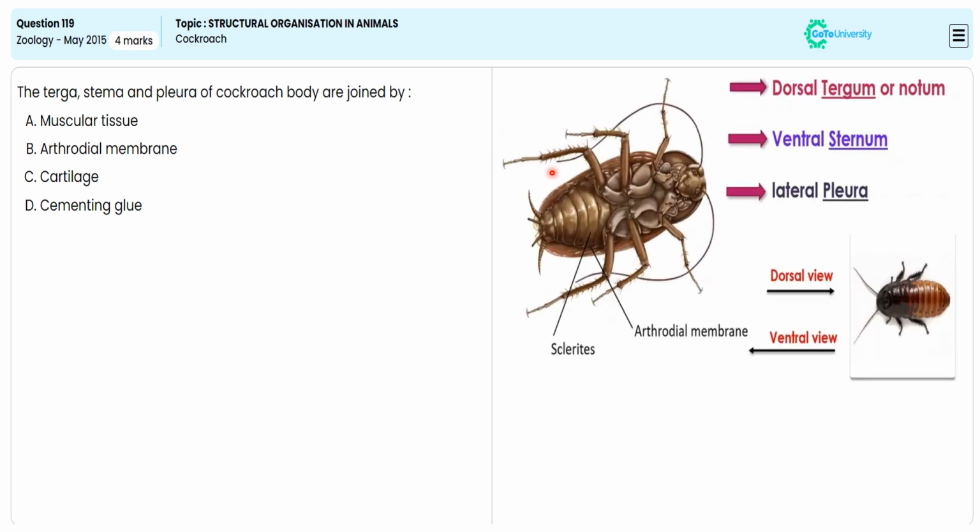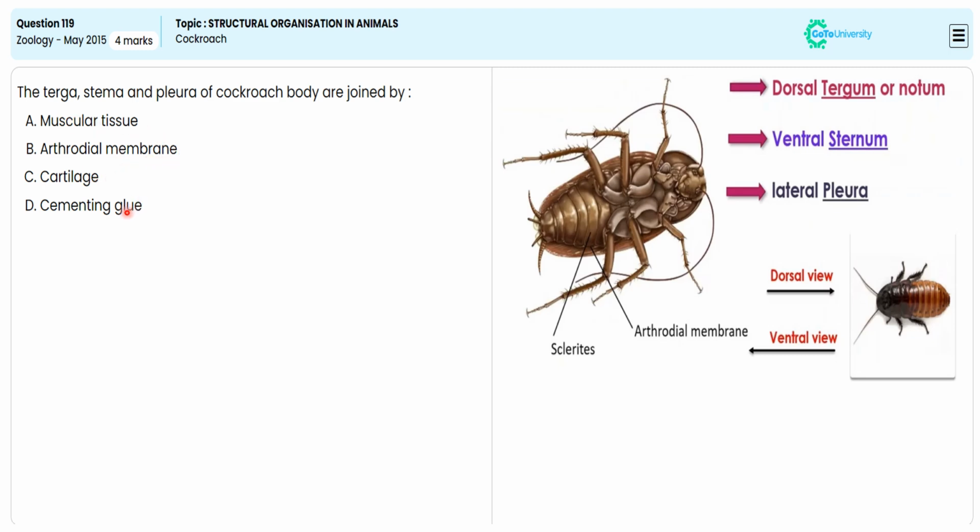In this structure, we are observing the dorsal tergum, ventral sternum and lateral pleura are joined by the arthrodial membrane in the cockroach. With this specification, we are choosing option B as the correct answer to secure 4 marks, ignoring options A, C and D.